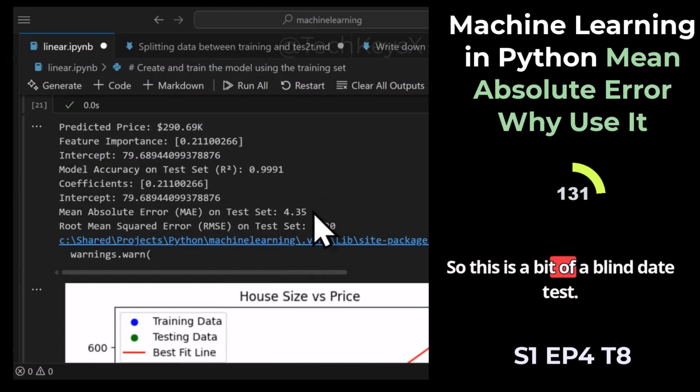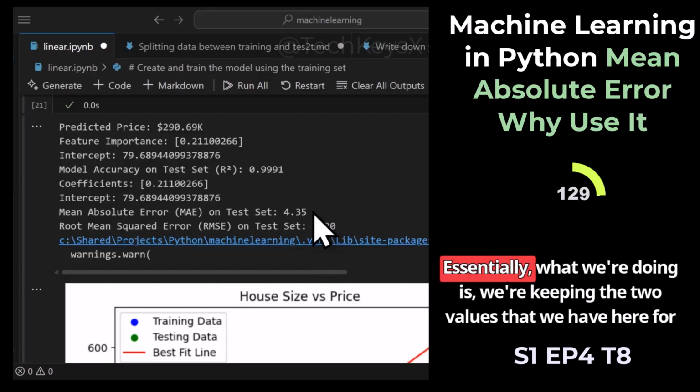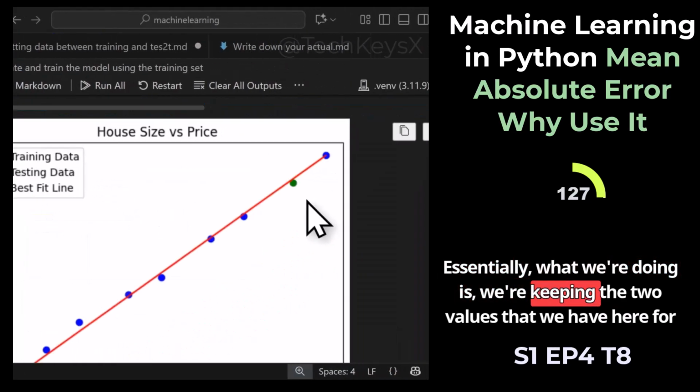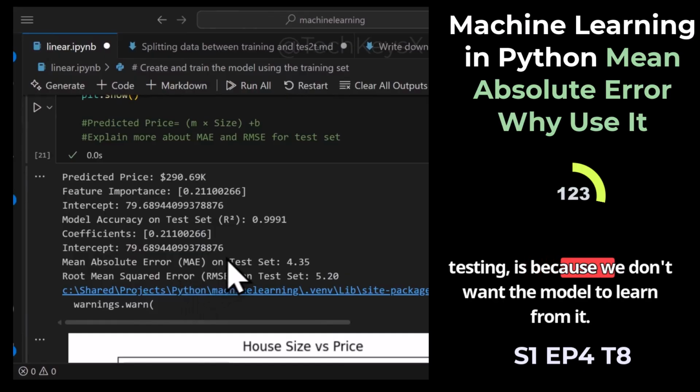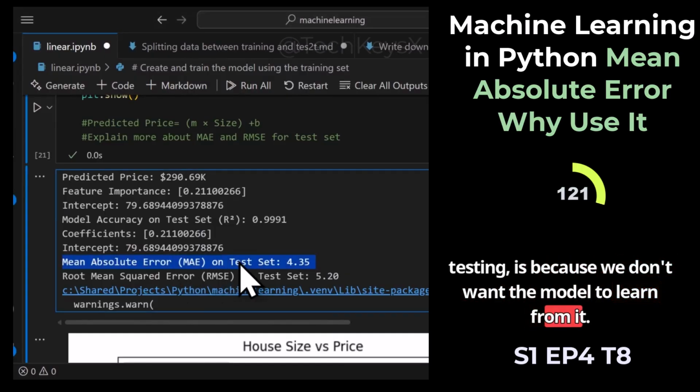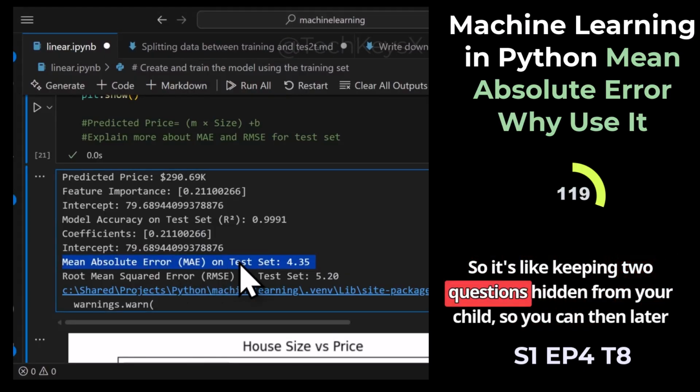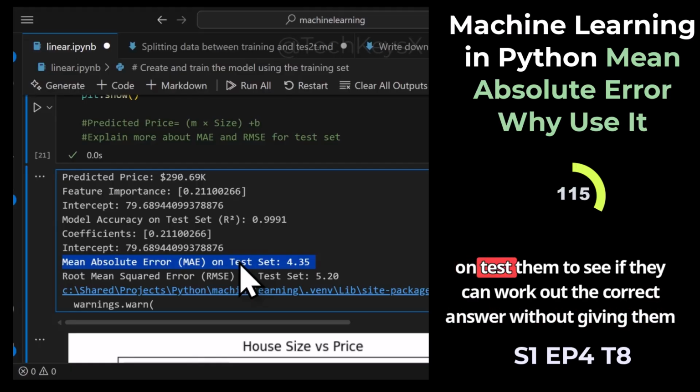So this is a bit of a blind date test. Essentially, what we're doing is keeping the two values that we have here for testing, because we don't want the model to learn from them. It's like keeping two questions hidden from your child, so you can later test them to see if they can work out the correct answer without giving them the answer.